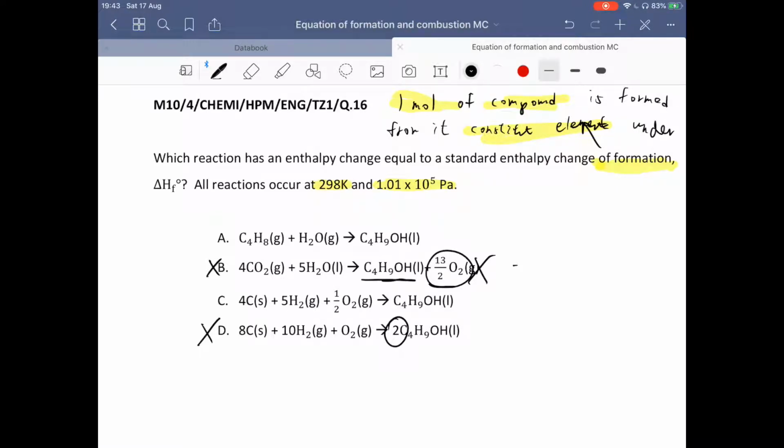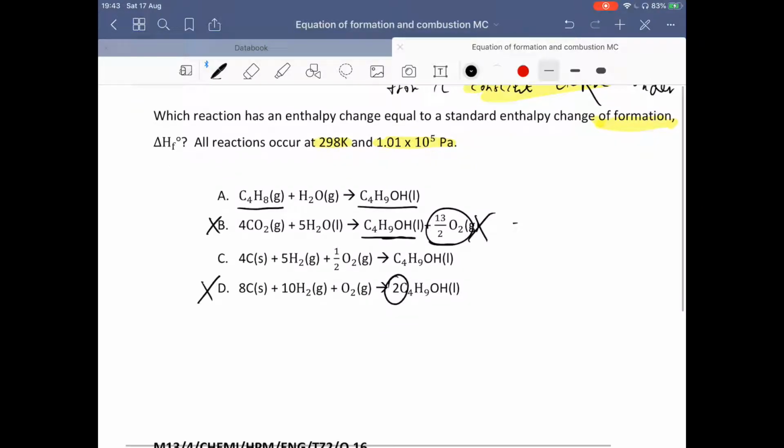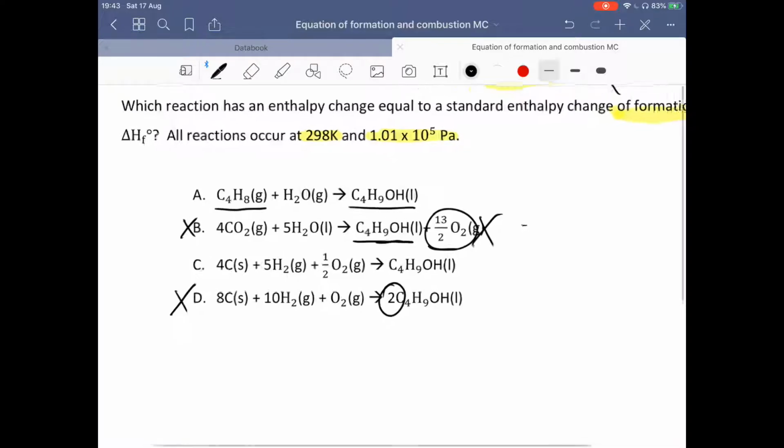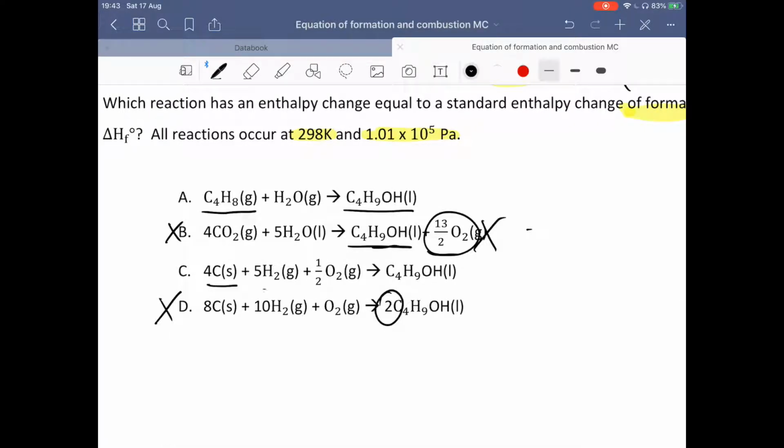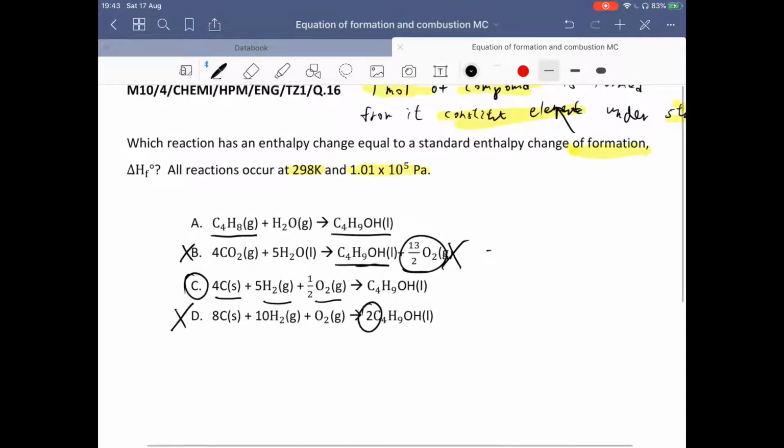So for A, C4H8 gaseous compound plus water in gaseous state to form a 4-carbon alcohol. While in option C, it's carbon, hydrogen gas, and oxygen gas. So actually, answer C is correct.